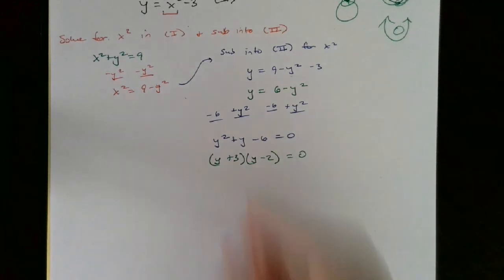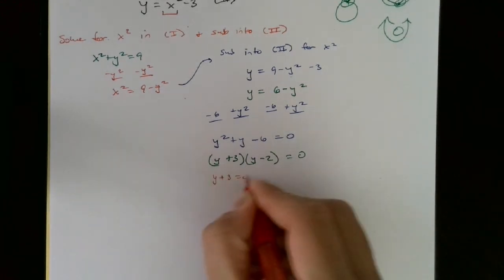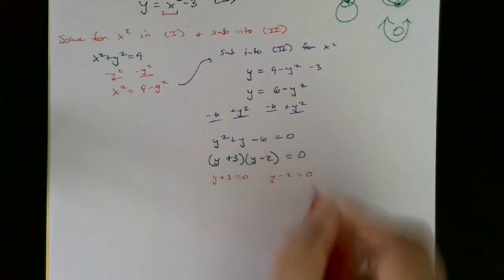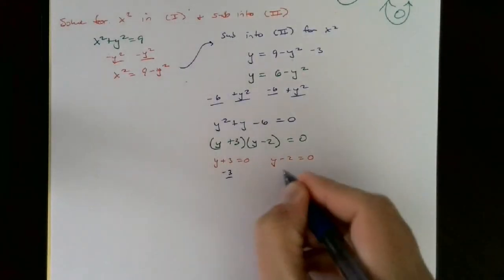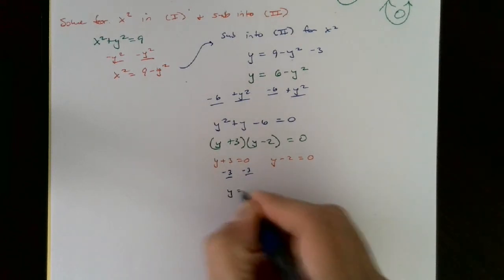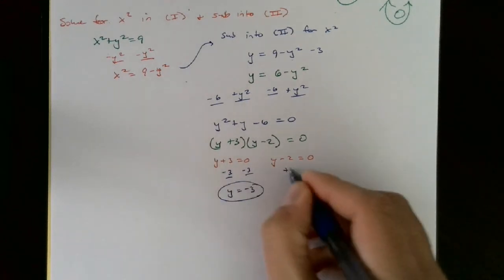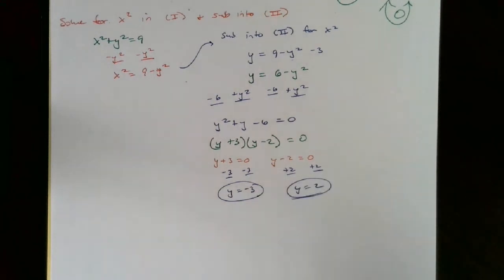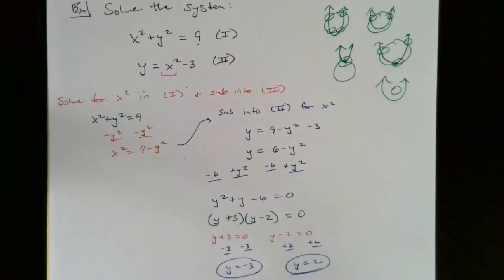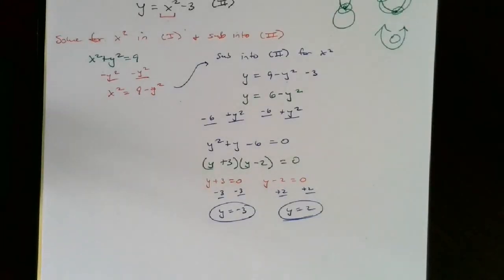And then solving this, I end up with y plus 3 equals 0 and y minus 2 equals 0. If I do that, subtracting 3 from each side here, I end up with y equals negative 3. Here I'll add 2 to each side, I end up with y equals 2. Now remember, I'm looking for the ordered pairs where these curves intersect. So I found the y values first this time, which is a little different, but same idea. Now I've got to go back and find the x values that go along with them.